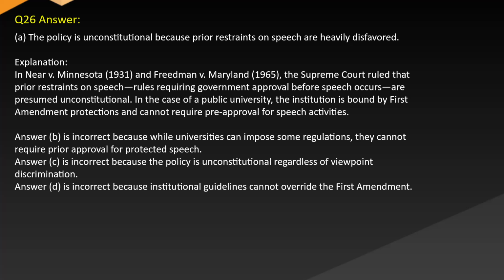speech activities. Answer B is incorrect because while universities can impose some regulations, they cannot require prior approval for protected speech. Answer C is incorrect because the policy is unconstitutional regardless of viewpoint discrimination.